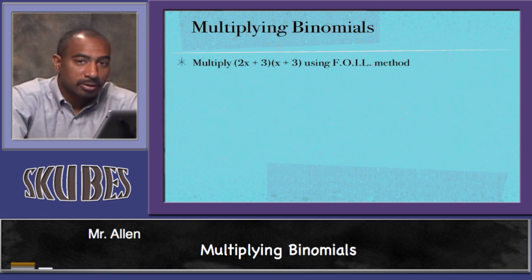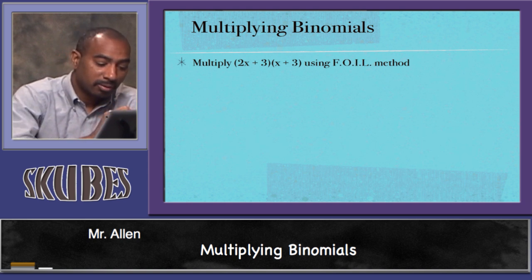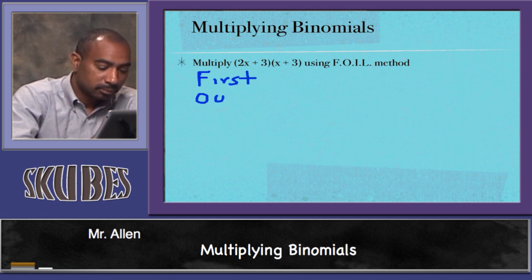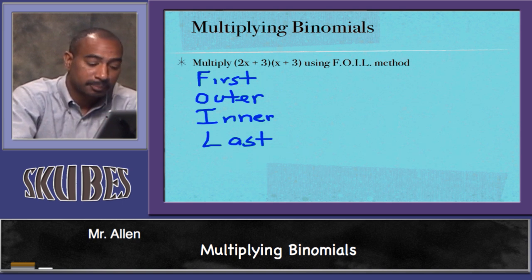All right, another method is called the FOIL method. And we're going to use the same binomials. We have 2x plus 3, x plus 3. But we're going to use the FOIL method. FOIL represents first, outer, inner, and last. It's just a method of multiplying two binomials.